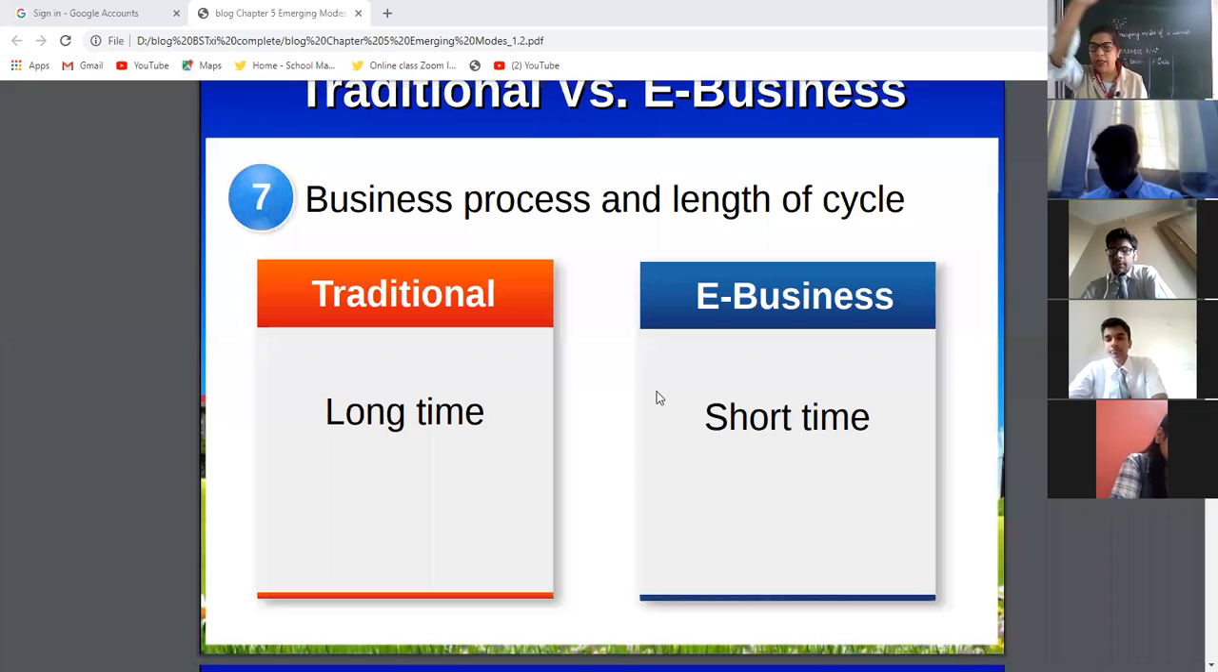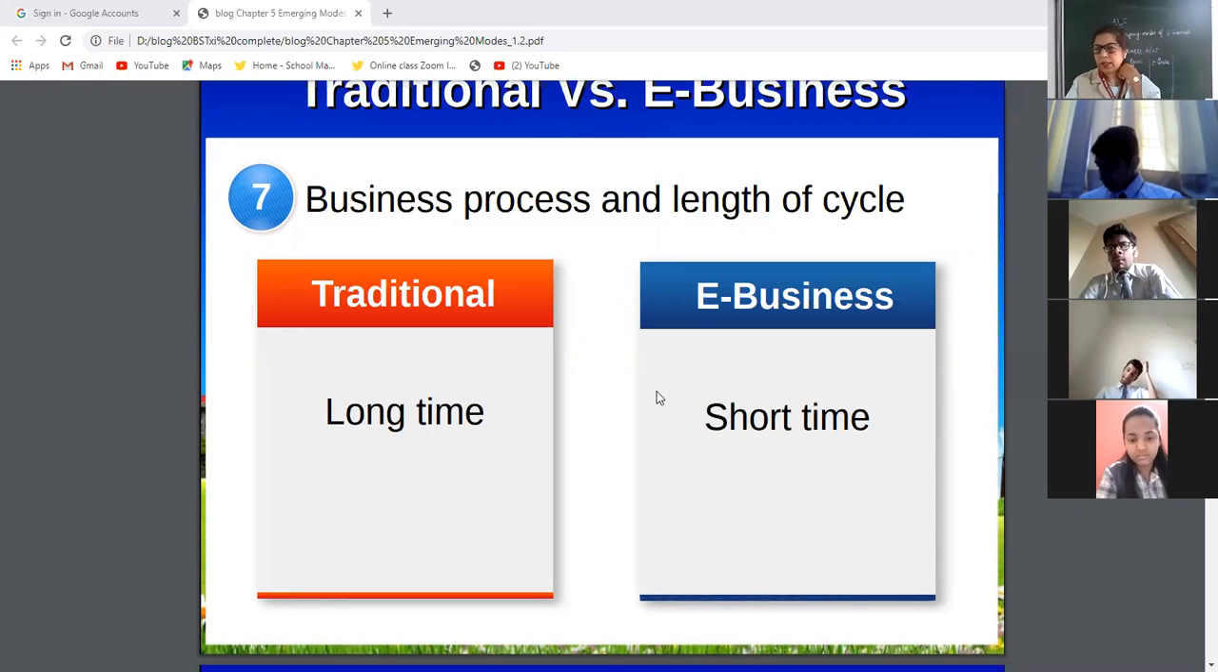Business process and length of cycle. In traditional business, they produce goods, they pack the goods, then they market it, and then wholesalers supply to retailers, and from retailers we can buy. So it takes a long time. Goods are produced at some place, at some time, and consumed somewhere else, at some other time. There will be a long channel of distribution, wholesalers, retailers. So the length of cycle or business process is lengthy.